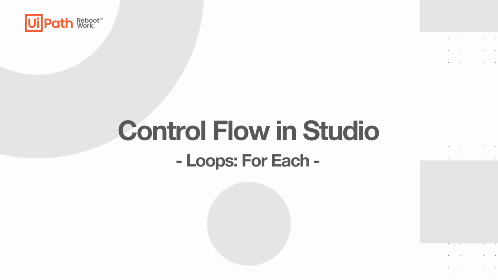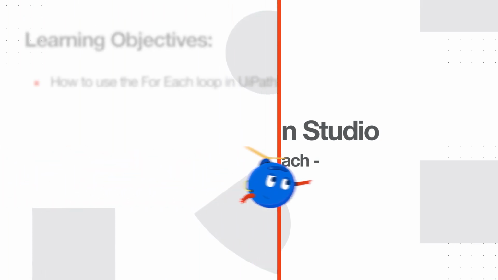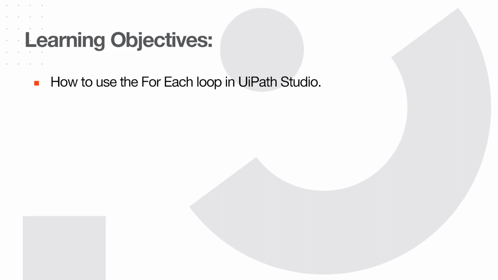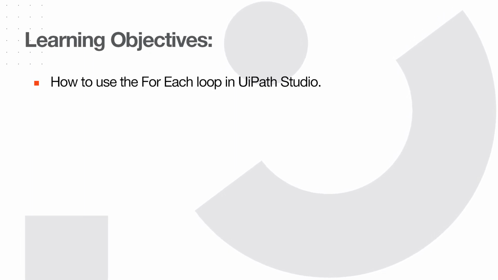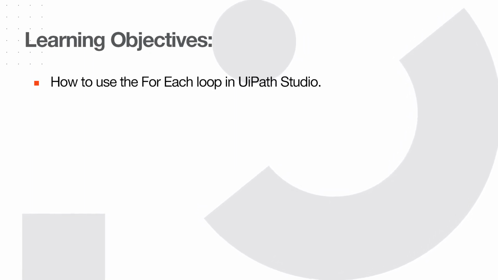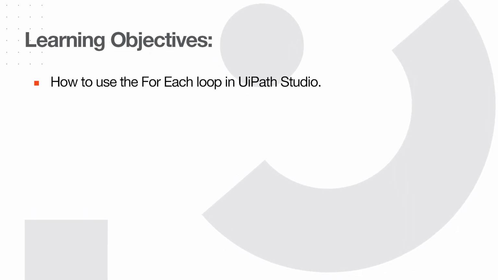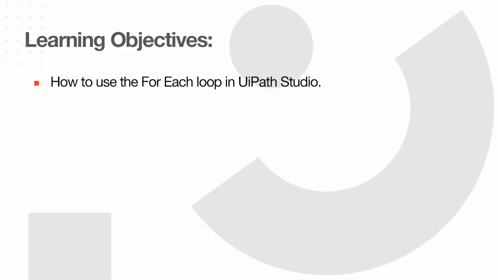Hello and welcome to the second part of this tutorial on using loops. In this demo, we'll focus on how to use the for each loop in UiPath Studio. The for each activity works by iterating through a list of items, one item at a time, and executing whatever actions are in the body of the activity. Let's see it in action.